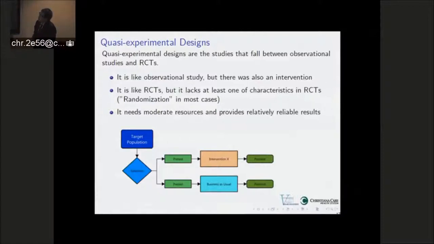Quasi-experimental designs need moderate resources, but can provide relatively reliable results. Here is a simple plot as an example to show how this design works. For the target population, the treatment and control groups are usually selected by themselves, since there's no randomization in this design. We measure the pre-intervention outcome and post-intervention outcome, and compare the difference before and after the intervention to detect the effect of this intervention. We also use a no-intervention group as a control to avoid some time-dependent confounding.